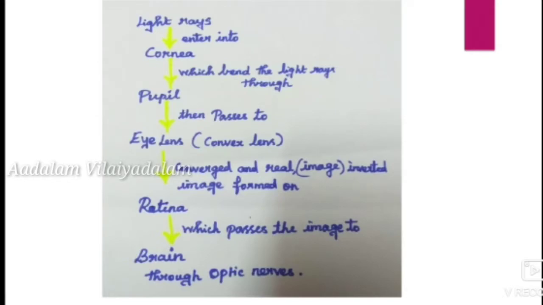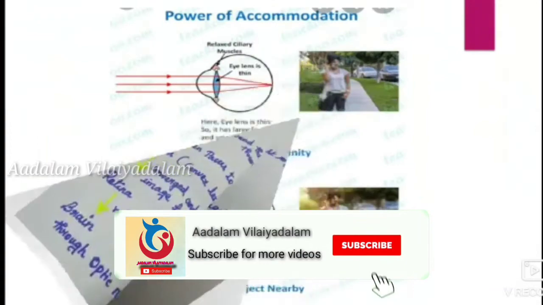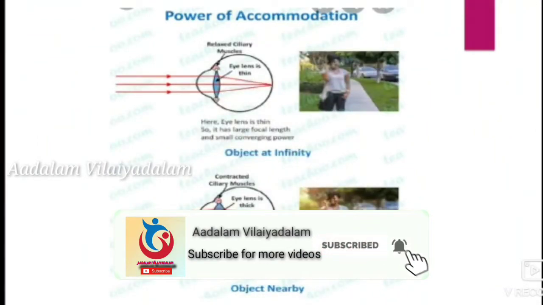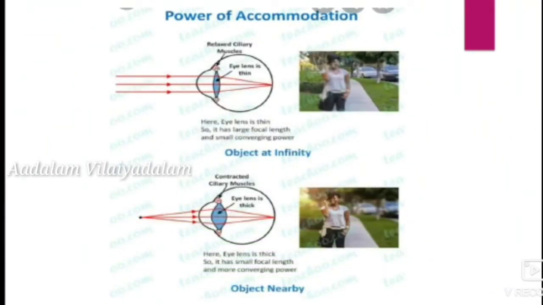Okay. Next, we will learn about the power of accommodation of the eye. The eye lens focuses on nearby as well as distant objects, and this ability is known as the power of accommodation of the eye. That is, the eye lens focuses on both nearby and distant objects.